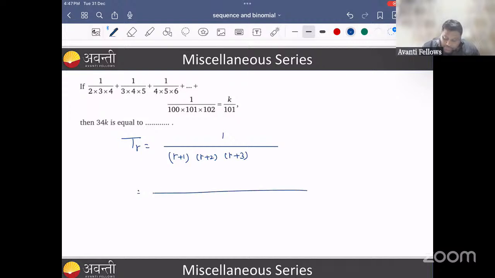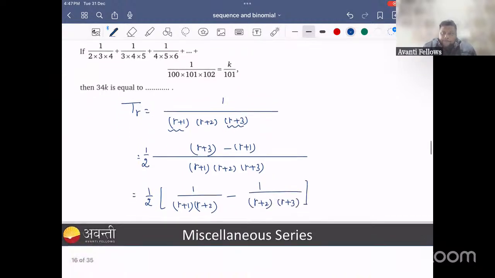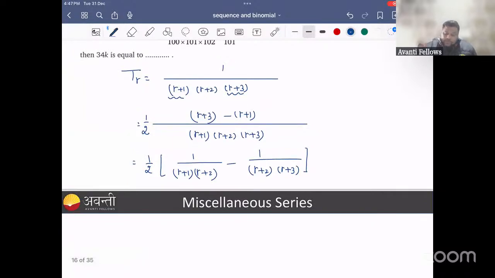So now it is 1 upon r plus 1, r plus 2, r plus 3. In the numerator, create the difference of this, last minus first. So it is r plus 3 minus r plus 1. Create the difference of the terms, last minus first. So what did I do extra in the numerator? 2. So divide by 2 also. So it is half of 1 upon r plus 1 r plus 2 minus 1 upon r plus 2 r plus 3. Am I clear?